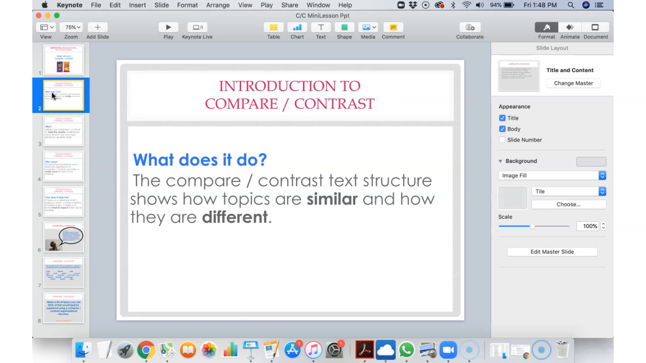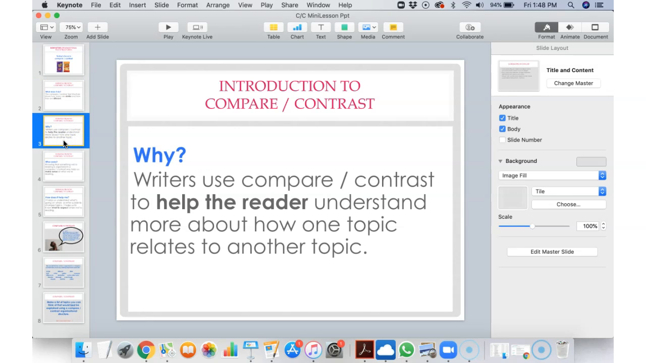So that's why we're looking at compare and contrast by itself, so that we can get really clear on when writers are doing this and what it means for us as readers. So why do writers use compare and contrast? Well, basically it's to help the reader understand more about how one topic relates to another topic. It's when you're thinking about one topic, and then you might be looking at different opinions on the topic, what people have in common about that topic, where they differ.